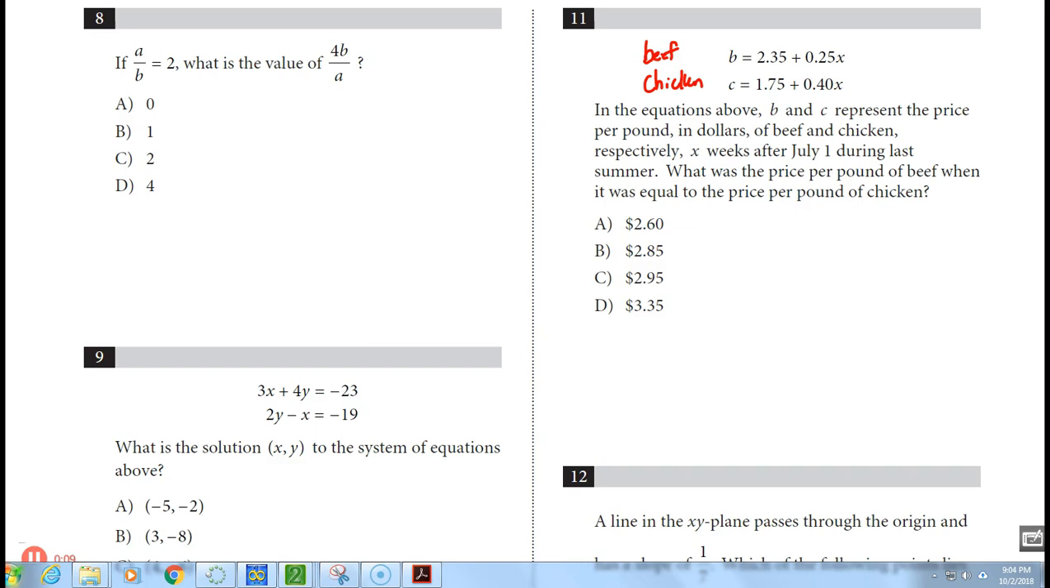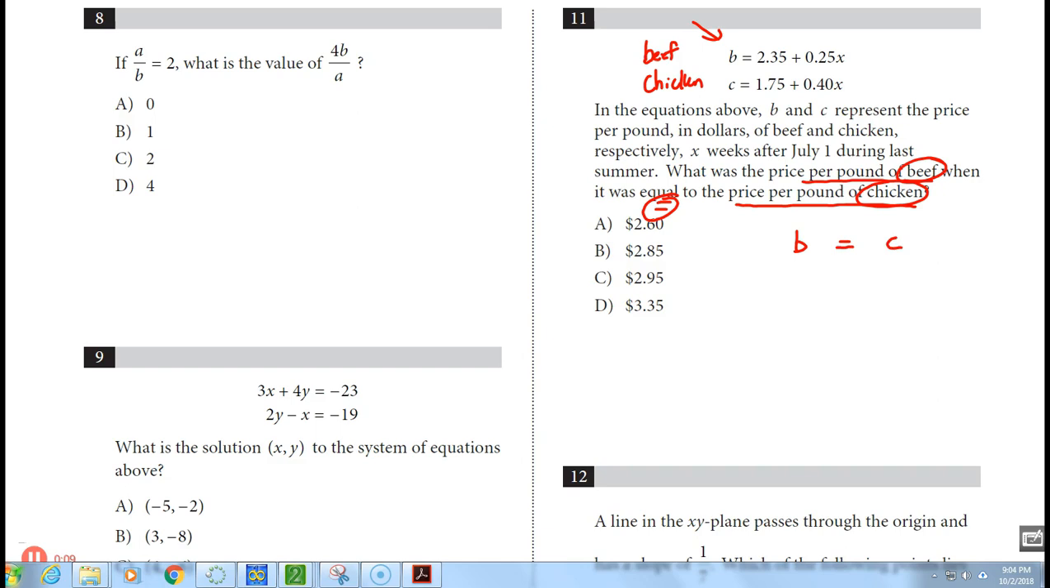X weeks after July 1st, during the last summer. What was the price per pound of beef? So my focus is going to kind of be on this top equation. What is the price per pound of beef when it was equal to the price per pound of chicken? So at some point, for some certain x, the two prices are the same. Well, how I know when beef is going to equal chicken is when B equals C. That's when beef equals chicken.